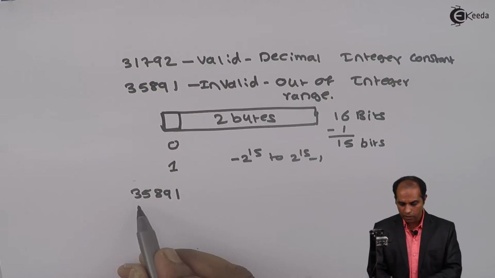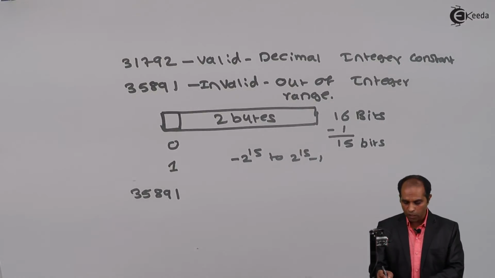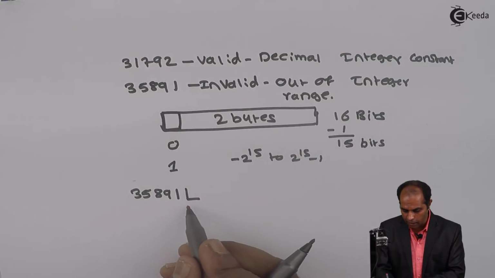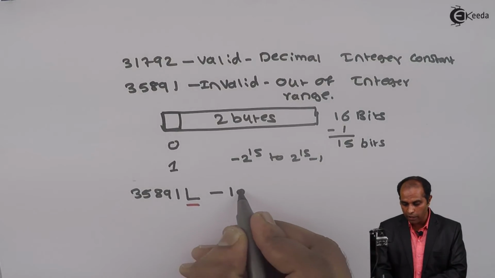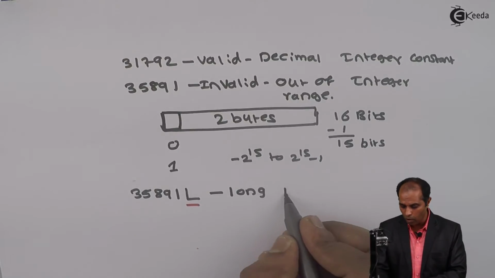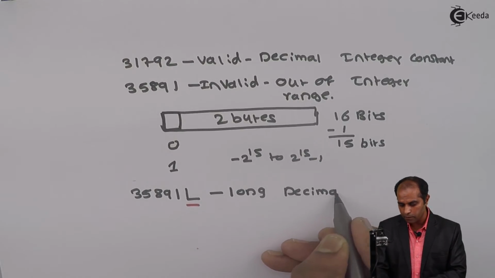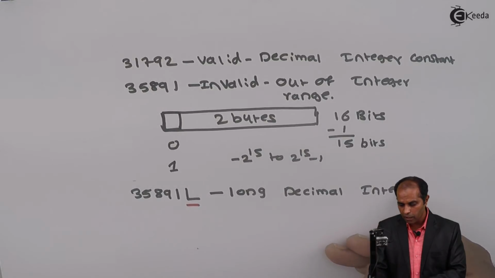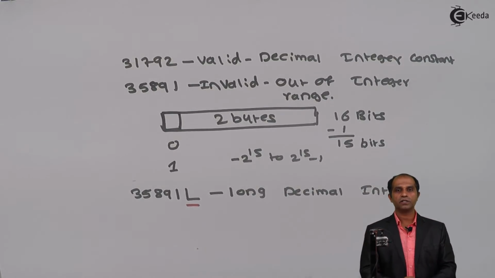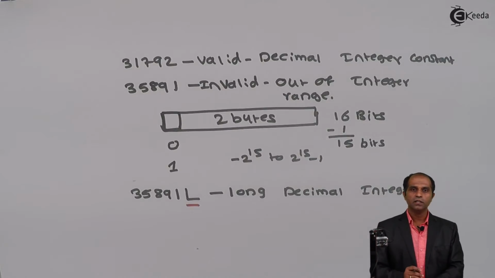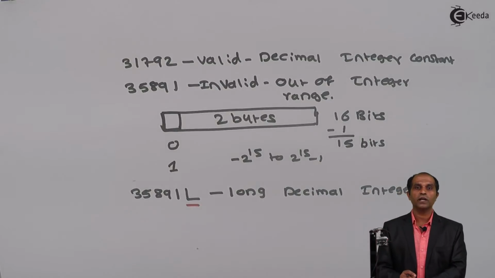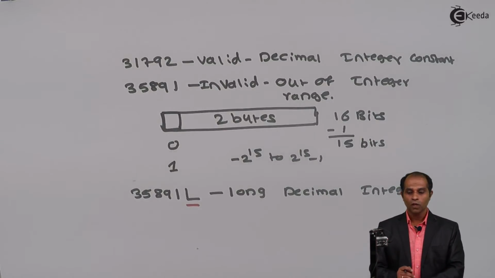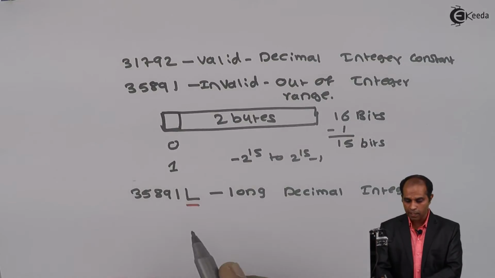Now let me rewrite the number 35891. When I associate the character L with this, the character L identifies that this is a long integer constant. To be precise, it is a long decimal integer constant. What difference does it make between an integer constant and a long integer constant? An integer constant gets only 2 bytes of memory, whereas a long decimal integer constant gets 4 bytes of memory. So when I say 4 bytes, let's look at how exactly the memory gets expanded.